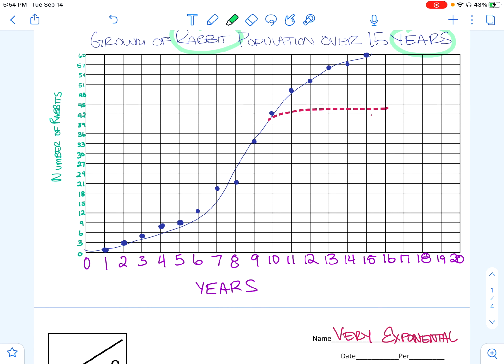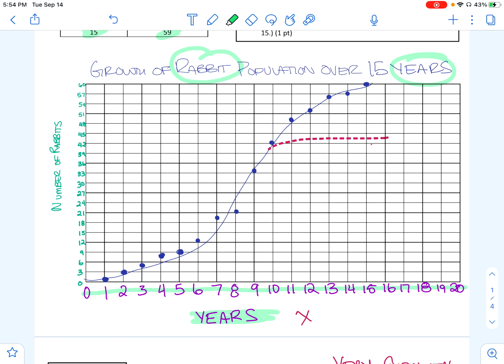Okay, on your x-axis, you should have the word years written, and you should have gone by ones, just like I did. If you happen to put years over here, that would have been 1 point off because time, years, always goes on the x-axis. This is the x-axis. All right, on the y-axis, you should have number of rabbits.